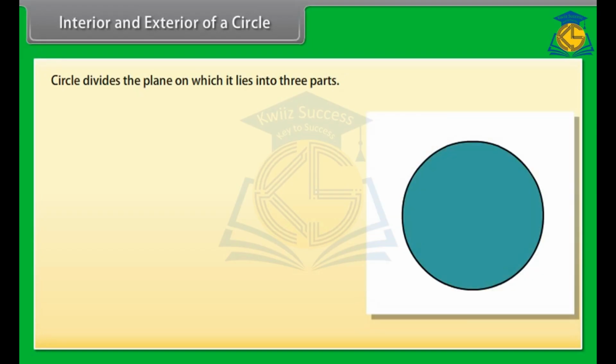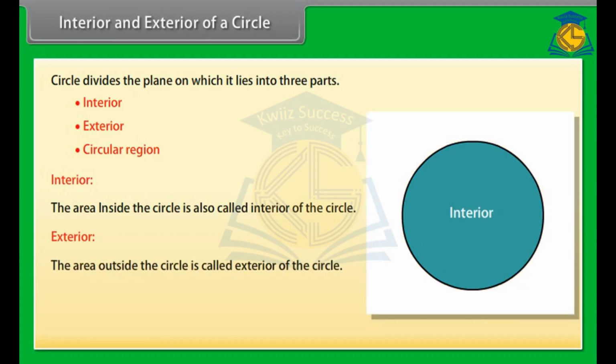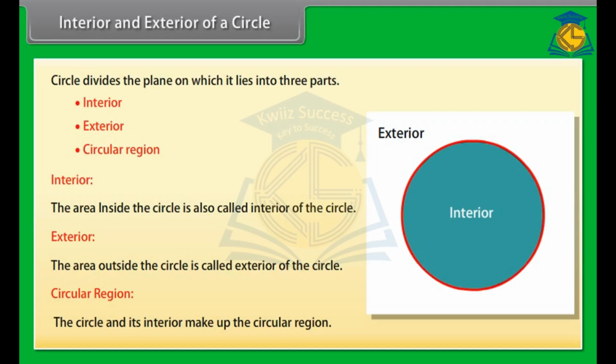Interior and exterior of a circle. A circle divides the plane on which it lies into three parts: interior, exterior, and circular region. Let's go through them one by one. Interior. The area inside the circle is called the interior of the circle. Exterior. The area outside the circle is called the exterior of the circle. Circular region. The circle and its interior make up the circular region.